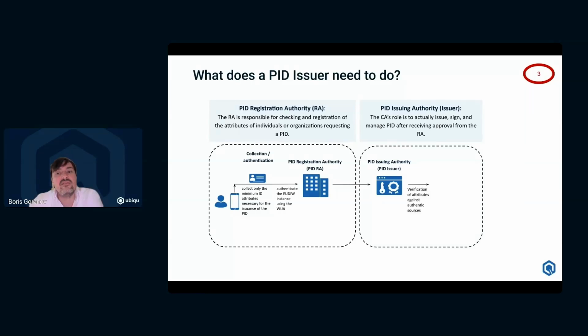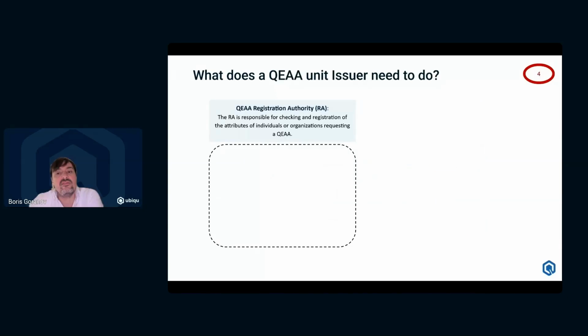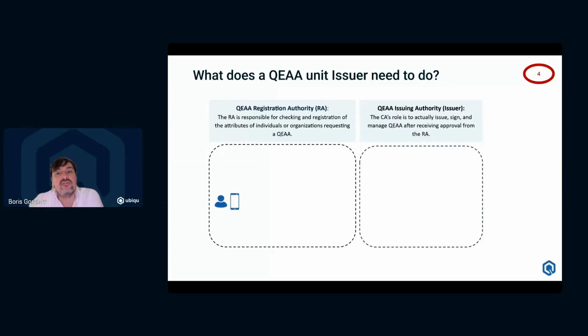It will check in the database if the user is actually a citizen of the country, and if that's the case, it will issue a PID, keep a status of the issued PID, and deliver the PID to the wallet. Now, once the user has a secure identity and a secure wallet, he can go to all the other actors, called qualified electronic attestation attribute issuers.